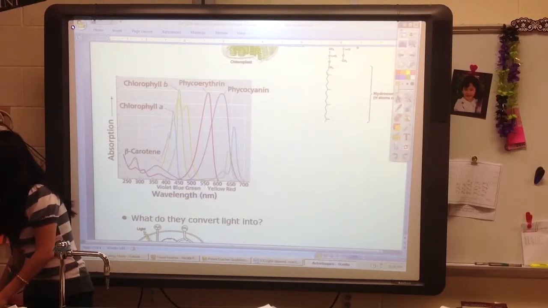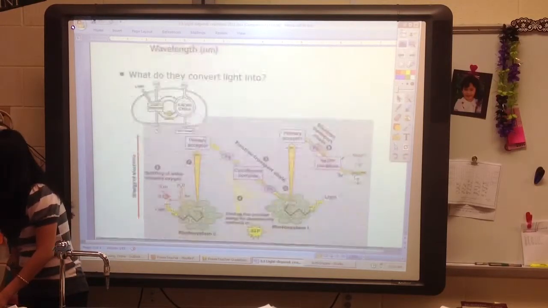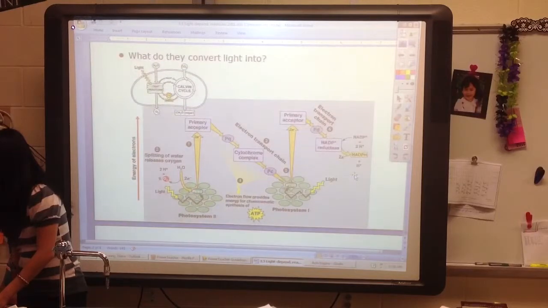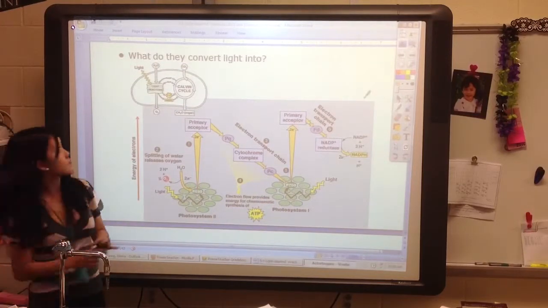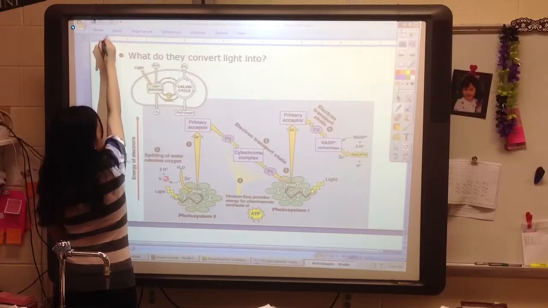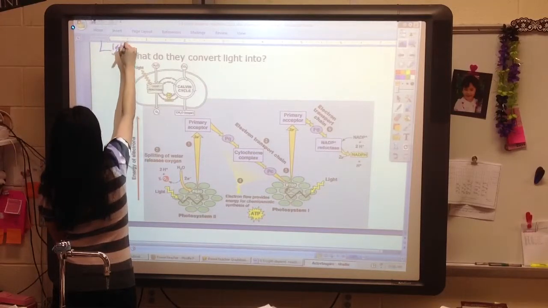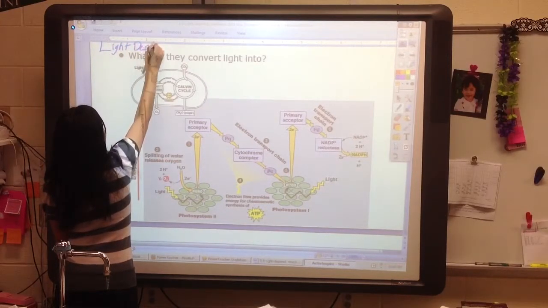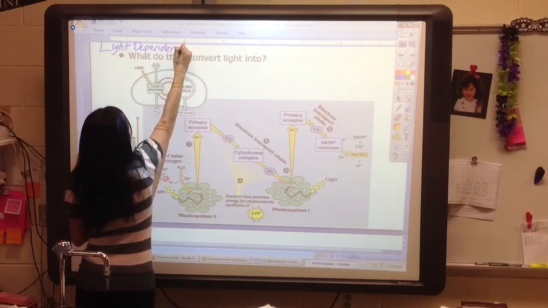But moving on to today, we're really going to focus on the light reactions. And a lot of times you'll hear this called the light-dependent reactions. You need light to power this process.